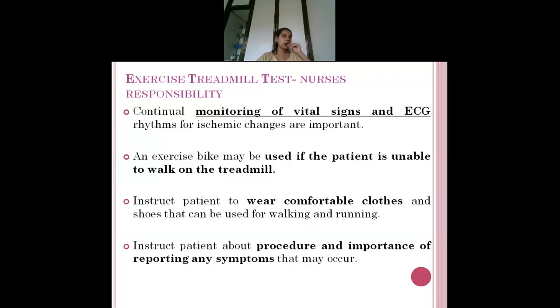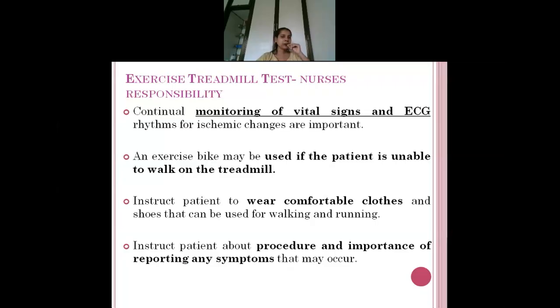First of all, the main responsibility is monitoring the vital signs. Before the procedure they have to monitor vital signs. During the procedure they'll be monitoring vital signs throughout, and after the procedure they are also monitoring the vital signs. Remember, monitoring vital signs here includes monitoring the BP, ECG and heart rate of the patient. You monitor the patient's vital signs continuously because there can be some ischemic changes, or the patient can suddenly develop chest pain or any other reaction.